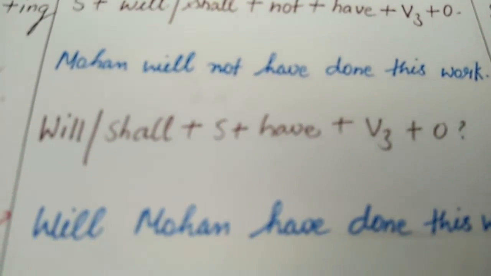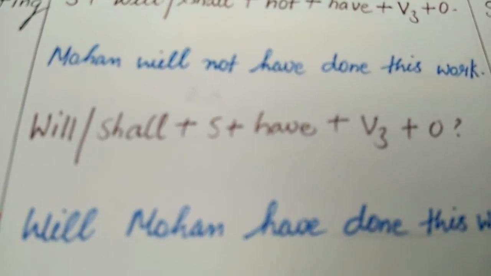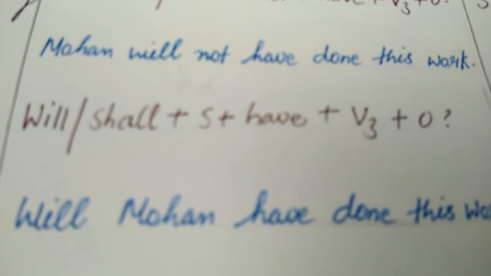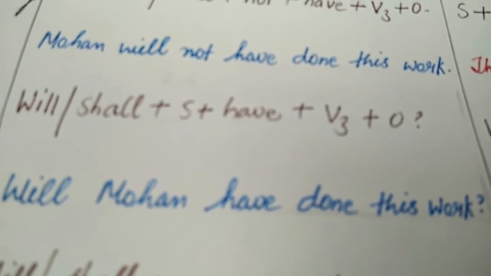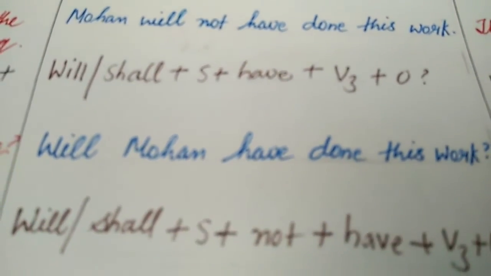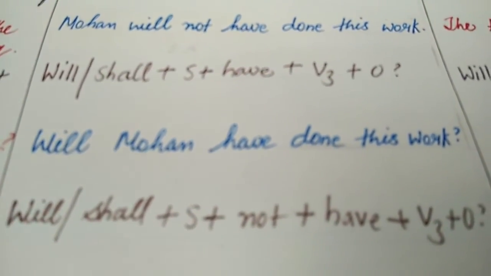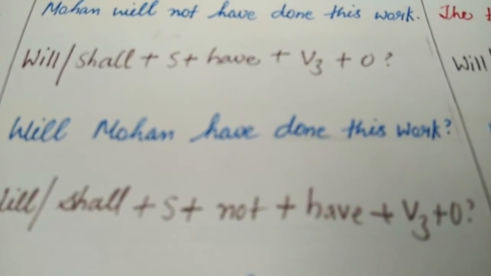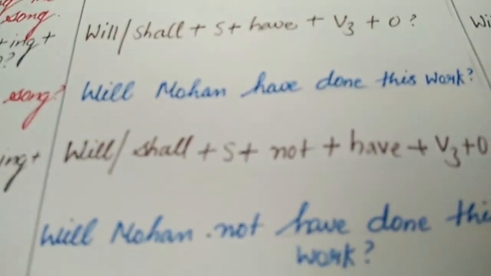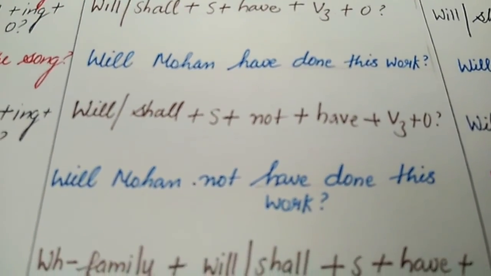Interrogative sentence structure: will or shall plus subject plus have plus V3 plus object. Example: Will Mohan have done this work? Interrogative sentence structure: will or shall plus subject plus not plus have plus V3 plus object. Example: Will Mohan not have done this work?